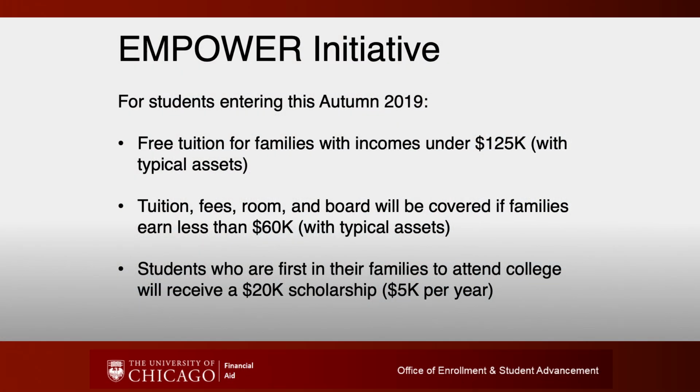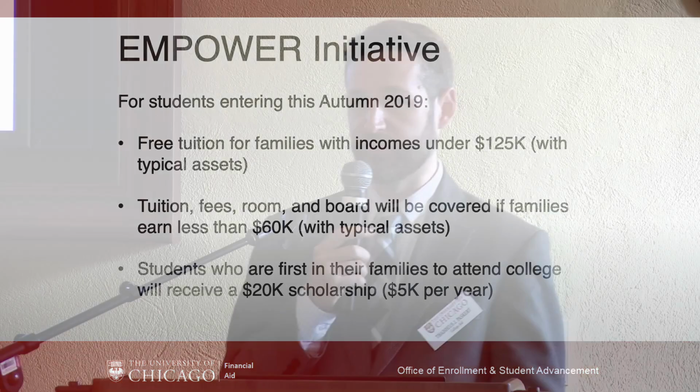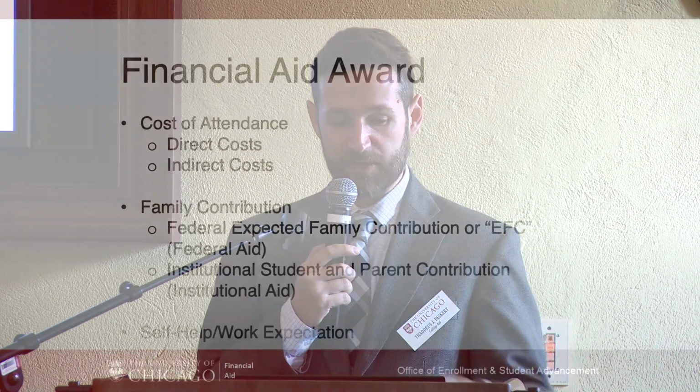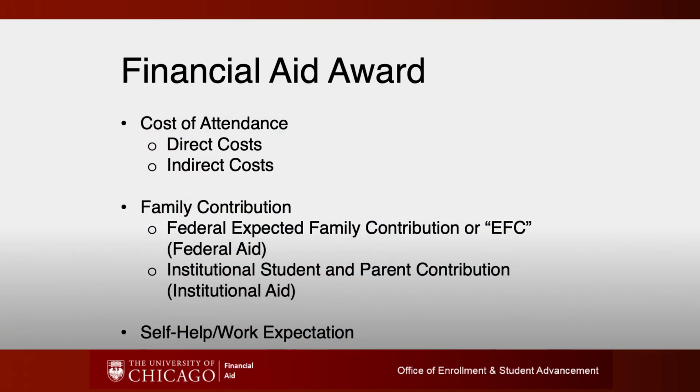Students who are first-time, first-year students do receive a $20,000 first-year scholarship, and that is spread out over the course of the 4 years that they're here. That is merit-based and is renewable automatically. You don't have to reapply for aid to receive that. So we're going to talk about how our award is calculated via our cost of attendance and our family contribution. Our cost of attendance is made up of two kinds of costs, and every school has the same kind of structure, direct and indirect cost.